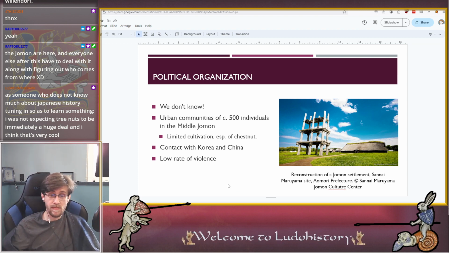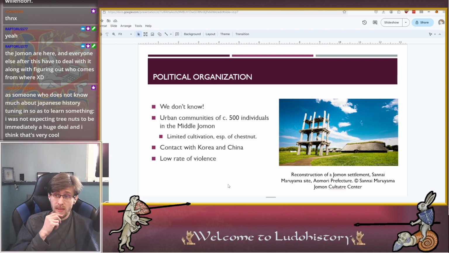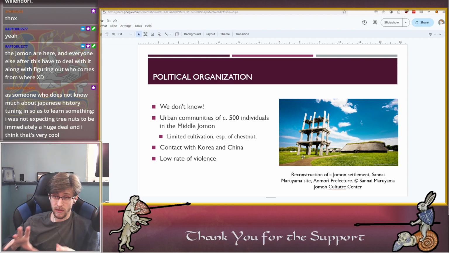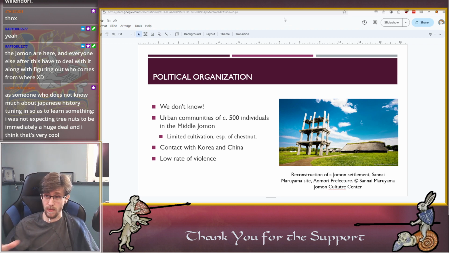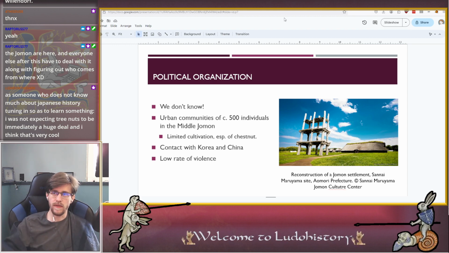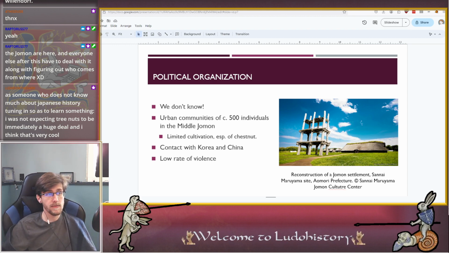In terms of living, they live in these semi-buried pit houses, like what we see here reconstructed at Sanai Maruyama in Tohoku. The settlements do grow and change over the period, with central religious or central ritual sites sort of emerging around them.